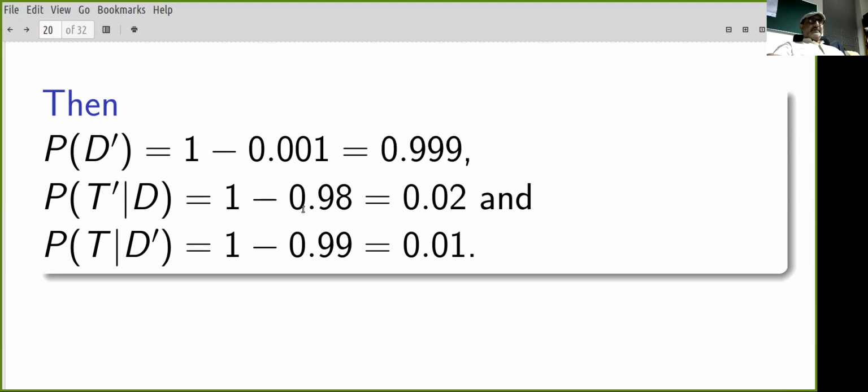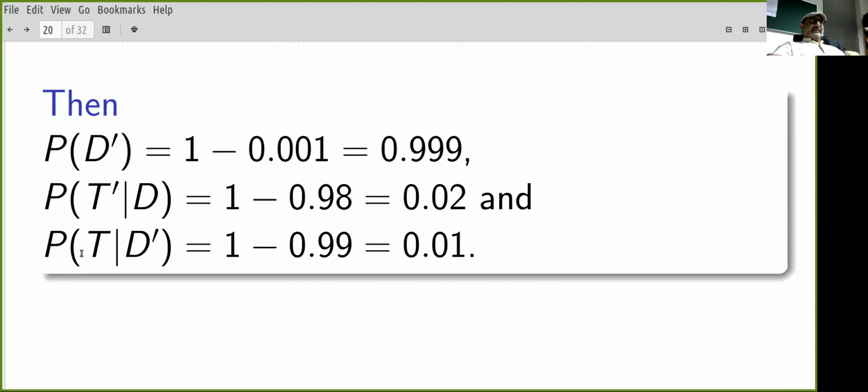Now, when people have the disease, 98% of the time they will test positive. So that means 2% of the time they will test negative. So 1 minus 0.98 is 0.02. That's the probability that they will test negative, even though they have the disease.